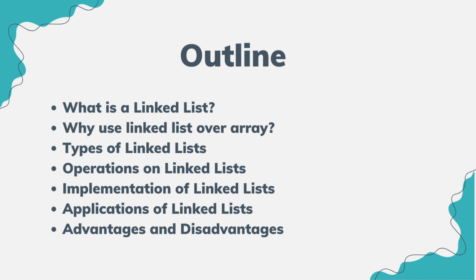We will then discuss the different types of linked list. This includes singly linked list, double linked list, and circular linked list, each with its unique characteristic and use cases. Following that, we look at the various operations you can perform on linked list. This operation includes insertion, deletion, searching, and traversal.